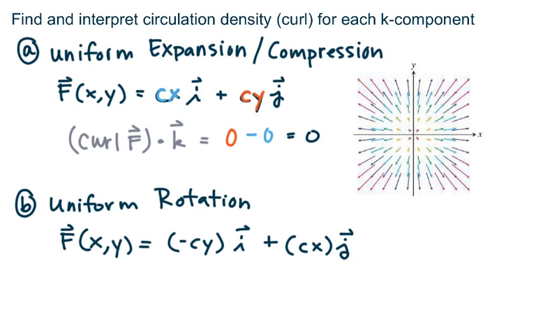We have 0 circulation density because the gas is not circulating at any sort of small scale. Example B, uniform rotation. Here we're given our vector field. Let us calculate the curl of F dotted with K.